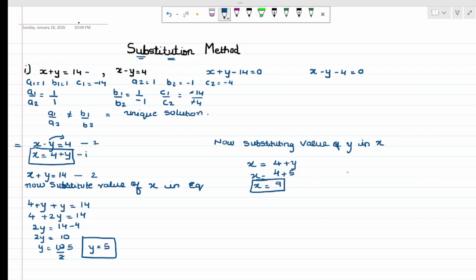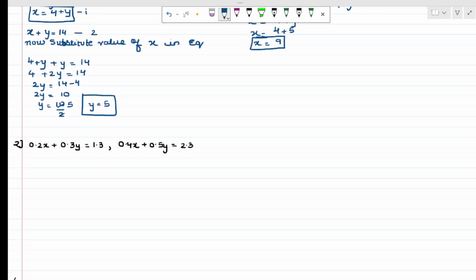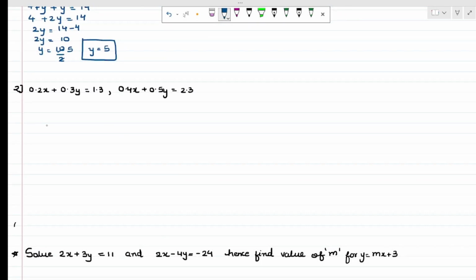We are moving on to the next. For a better explanation, let me give you the next example. This is my second example which says 0.2x plus 0.3y is equal to 1.3 and 0.4x plus 0.5y is equal to 2.3.